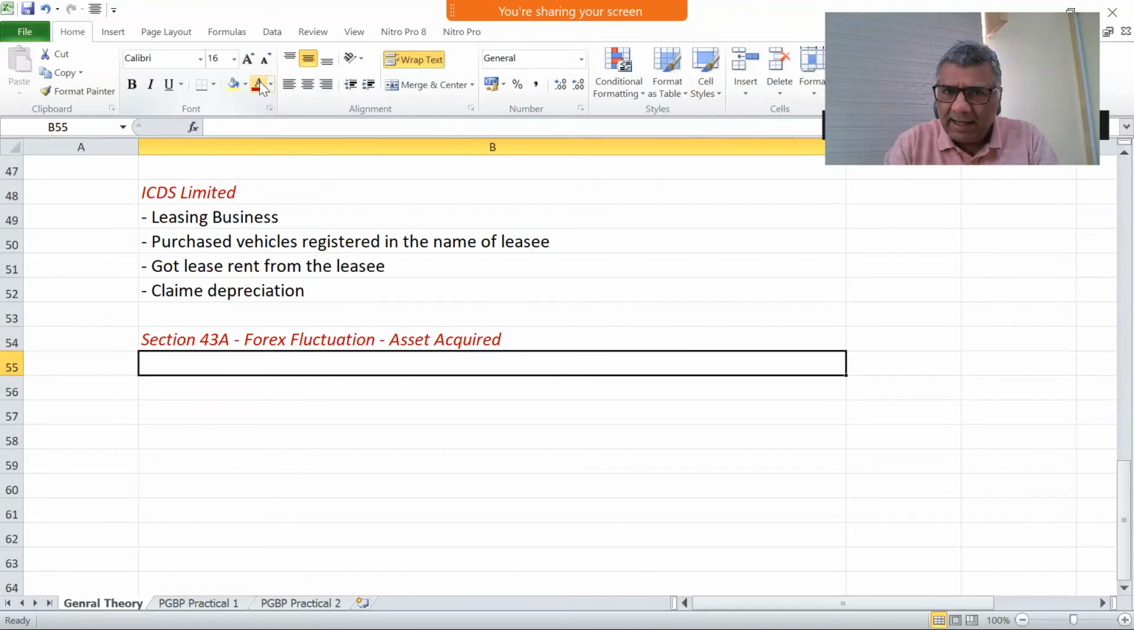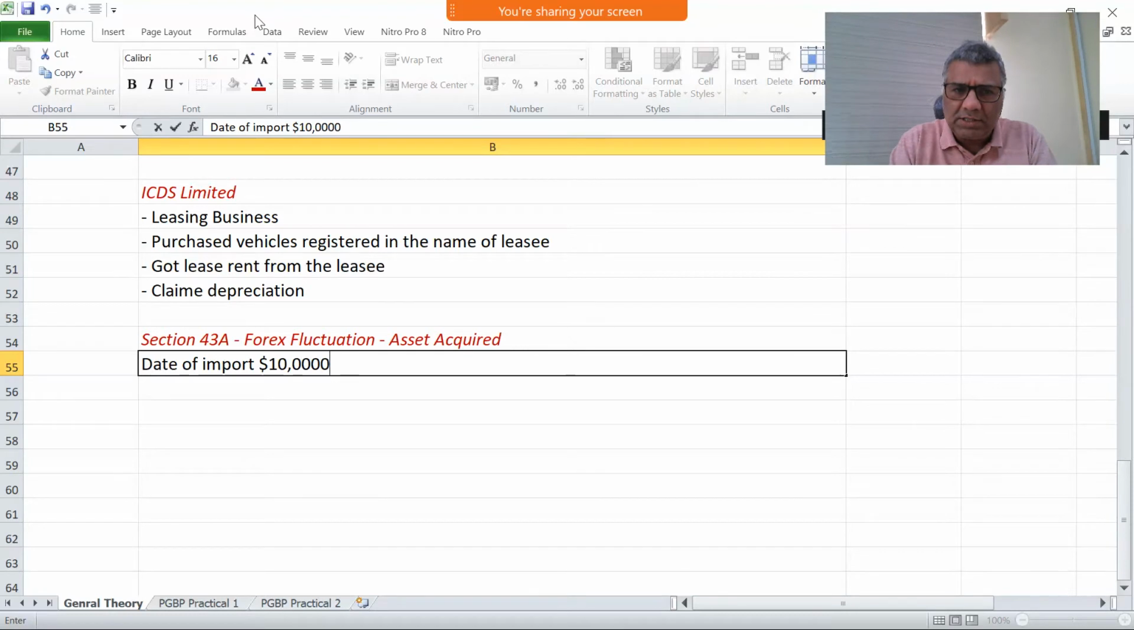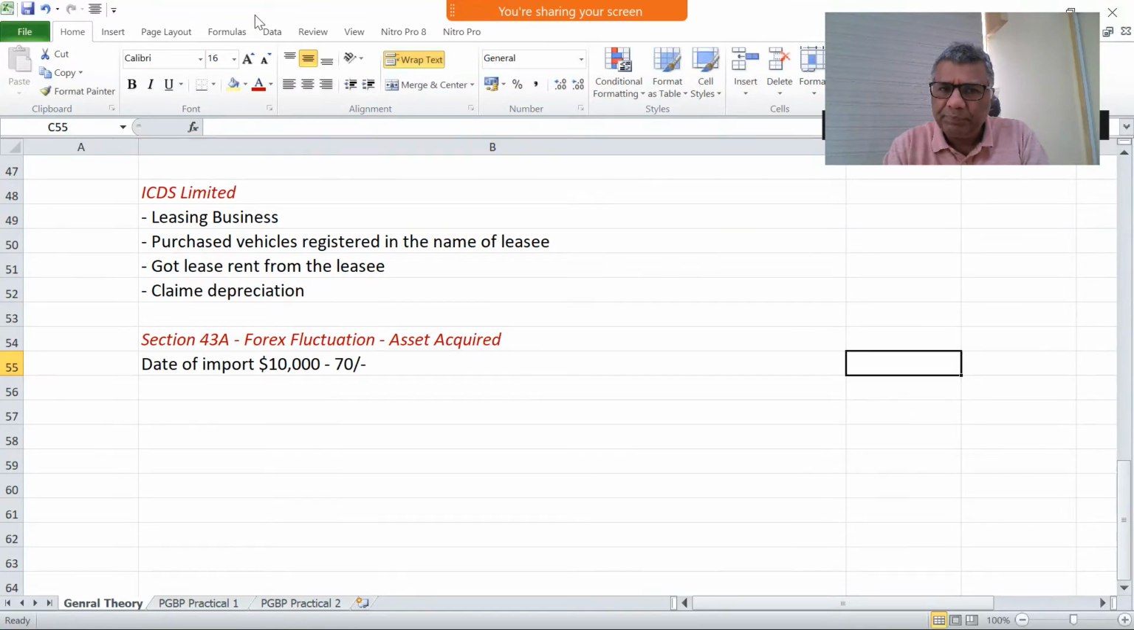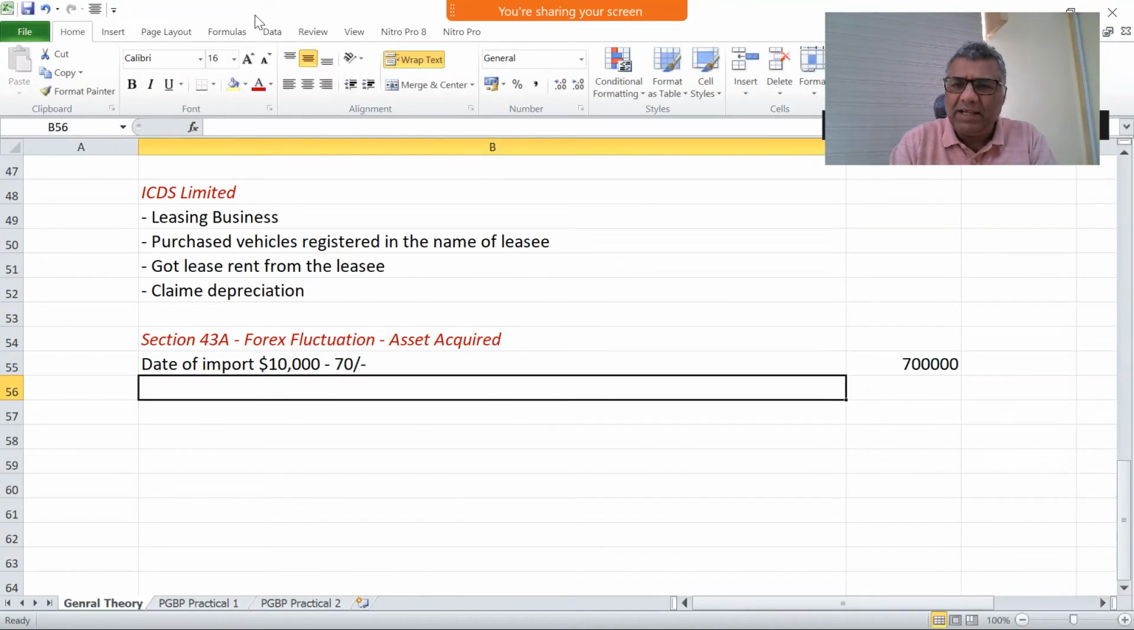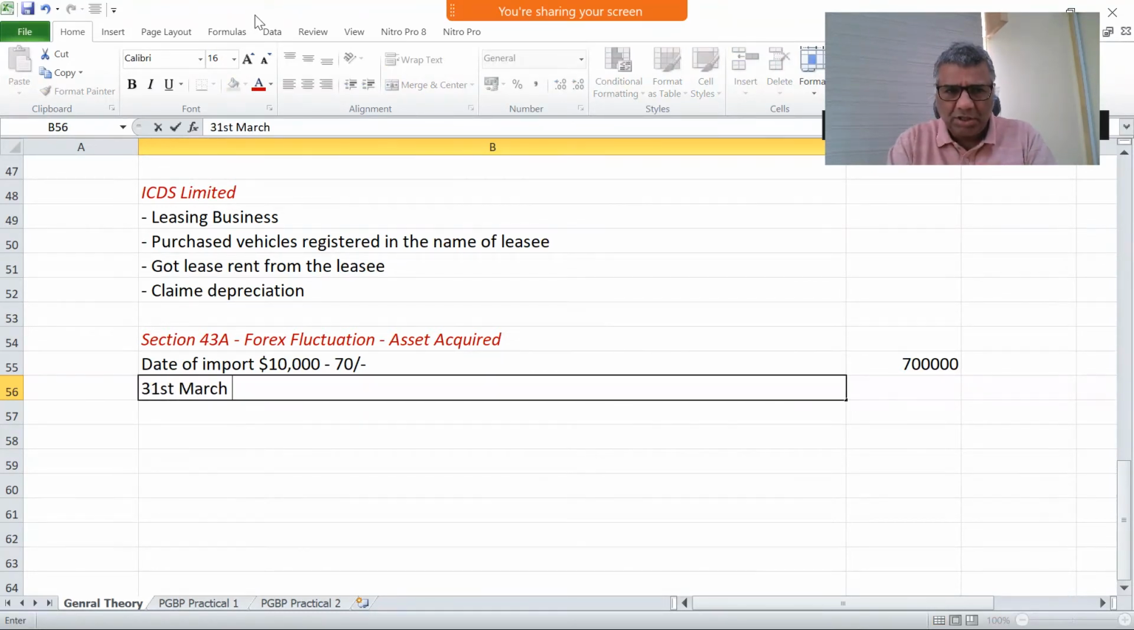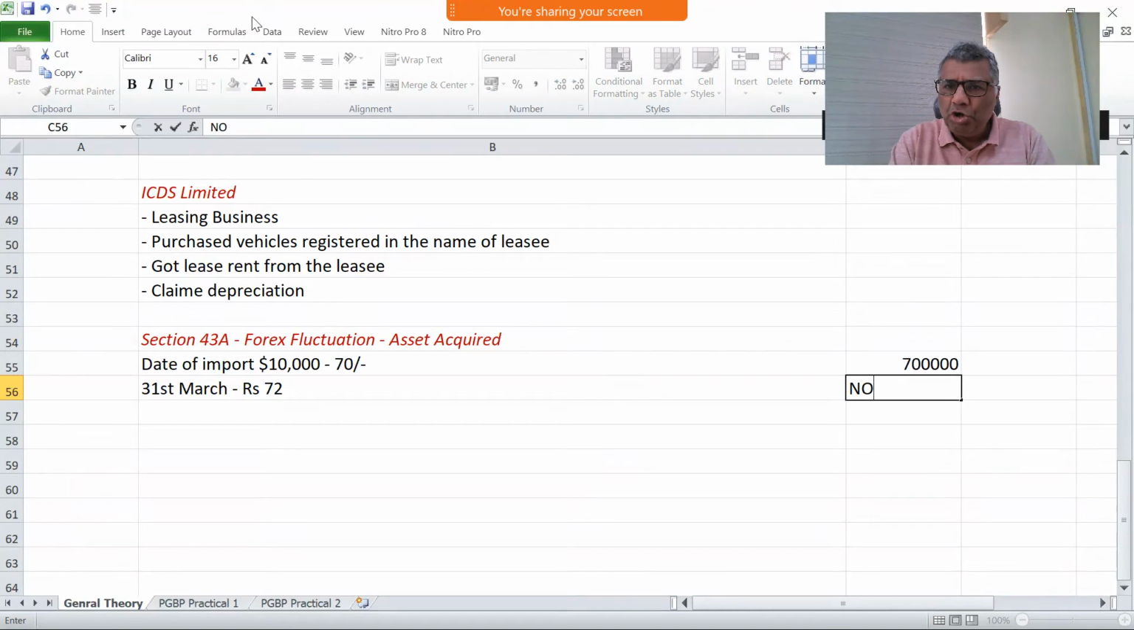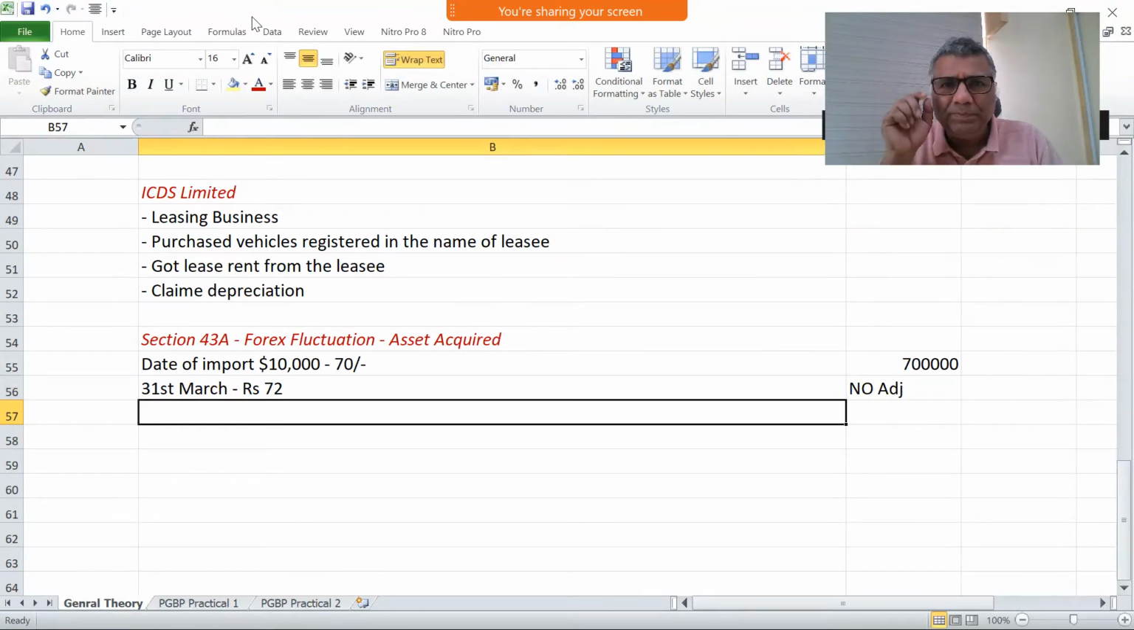Let us take the date of import. It was $10,000 and the dollar rate was 70. So I would have accounted it as 10,000 into 70, 7 lakhs as the value of the asset. On 31st March, the dollar rate is rupees 72. No adjustment in income tax law.